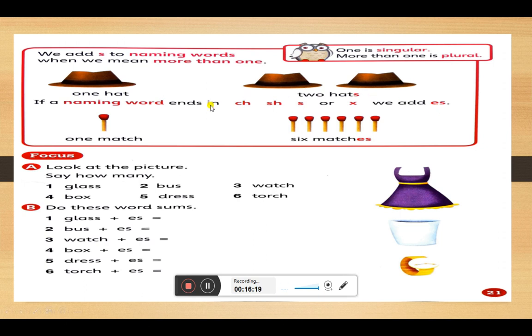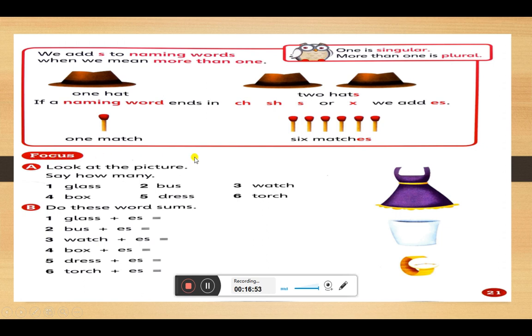Very good. Here we have one match, and the word match ends with CH. And here we have 6 matches. We have more than one. We have 6 matches. And the word matches ends with CH, so we put ES at the end. Okay. Let's go to the exercise. We have the focus exercise.